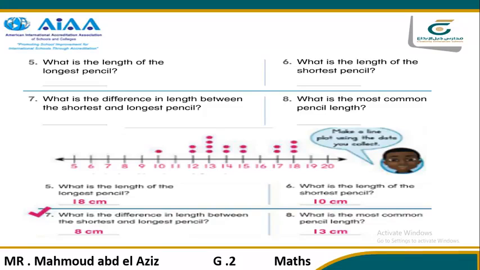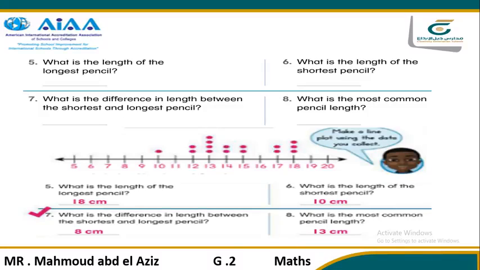Question number 7. What is the difference in length between the shortest and the longest pencil? That means subtraction. So you will subtract 10 from 18. So it's 18 minus 10, which equal 8 centimeters. 8 centimeters.